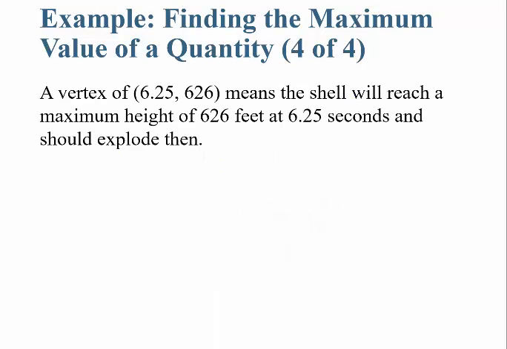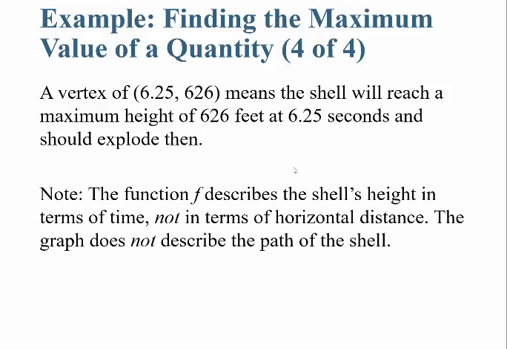So the vertex means the shell will reach a maximum height, as I said, of 626 feet at 6.25 seconds and should explode then. Note the function f describes the shell height in terms of time, not in terms of horizontal distance. So the graph does not describe, just so we're clear, the path of the shell.